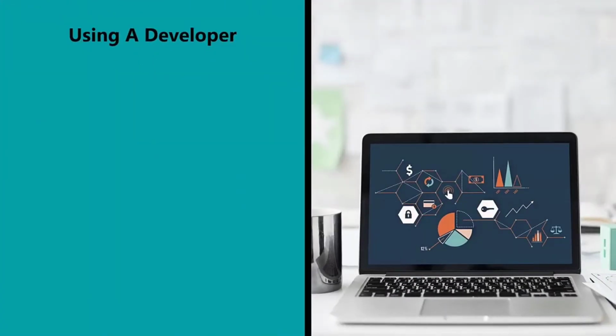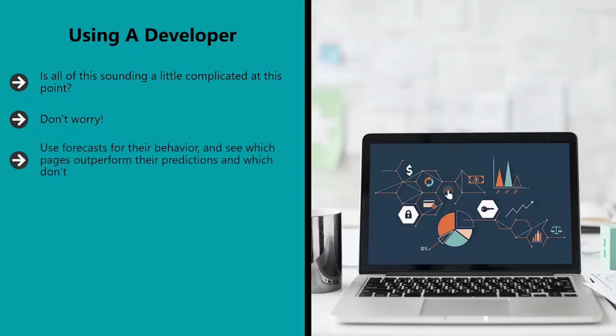Using a developer. Is all of this sounding a little complicated at this point? Don't worry. For the vast majority of business owners, the best option will be simply to use the matched pages test. Take two groups of pages, make a few changes to one, and then monitor their performance over time. Use forecasts for their behavior, and see which pages outperform their predictions and which don't. If you want to check for significance, then you can run a chi test.